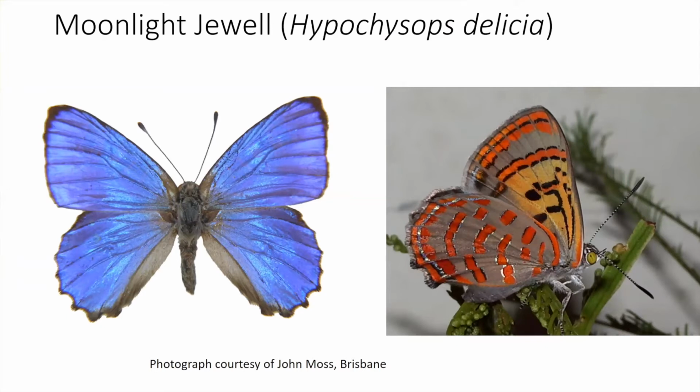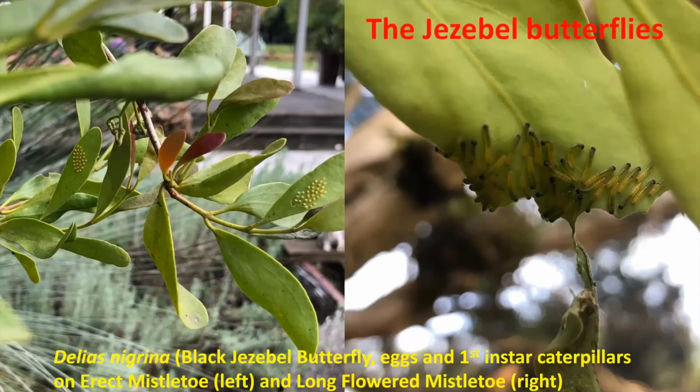Now, these are the Jezebel butterflies. On the left, you can see two egg masses on a long-flowered mistletoe, and on the right, they are the first instar larvae. Caterpillars' skin doesn't stretch, so they've got to keep shedding their skin. They'll shed their skin 5 times.